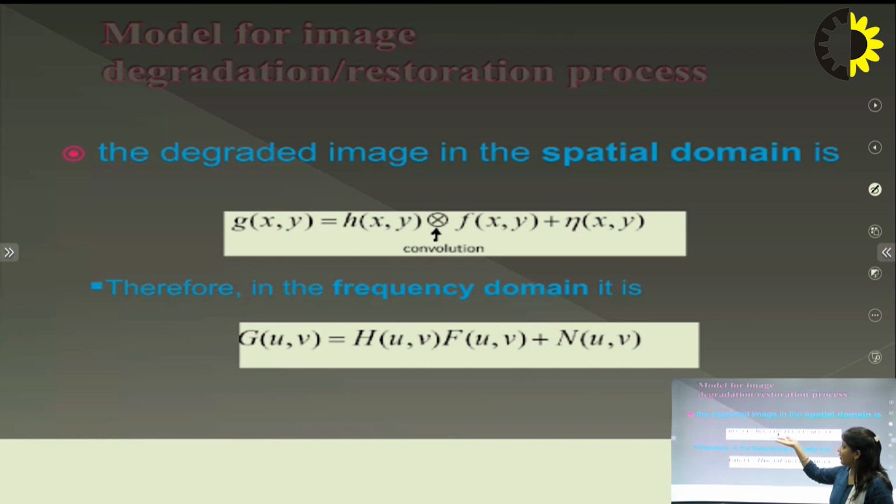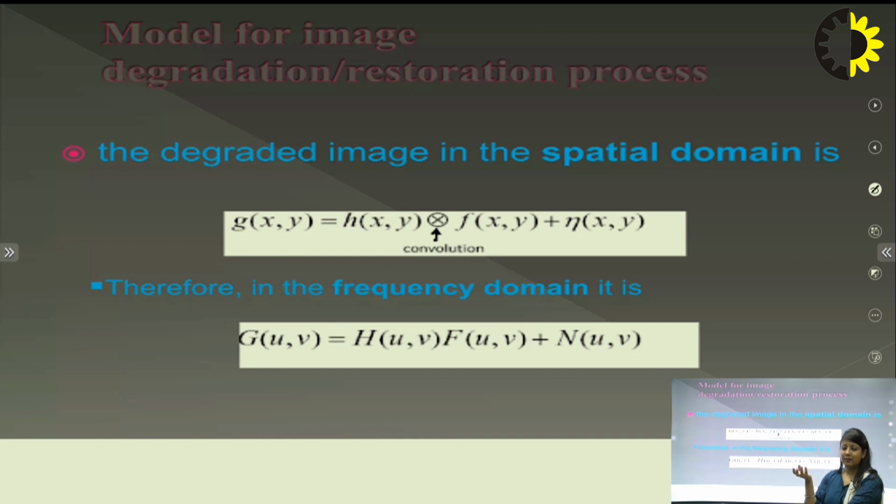So this is the formula by which we can find out the value of g(x,y), as we have seen in the previous model. We have a degradation function h(x,y), and this is a convolution function, so we have to apply this convolution with the original image. So we will get the degraded image plus eta(x,y), the noise model. We add these values and we will get the value of g(x,y). Next, therefore, in the frequency domain, this is the value of G(x,y).